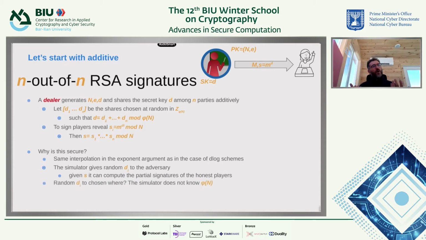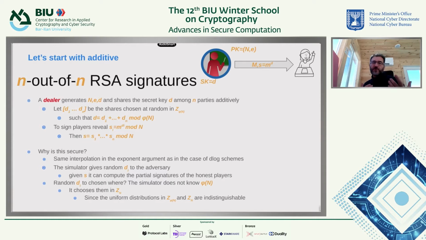So the question is, where are these d_i chosen? From where? The simulator does not know phi of n, so it can't match the distribution that the real dealer gave to the parties. So the reality is that the simulator chooses them in Z_n. And the reason is that n is a very good approximation of phi of n.